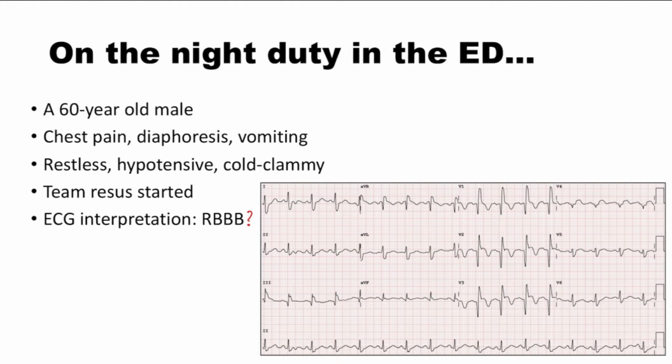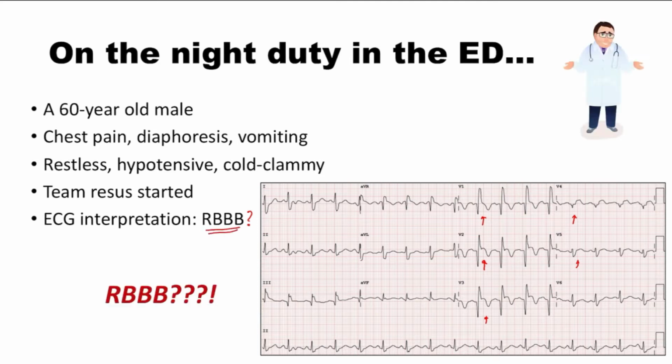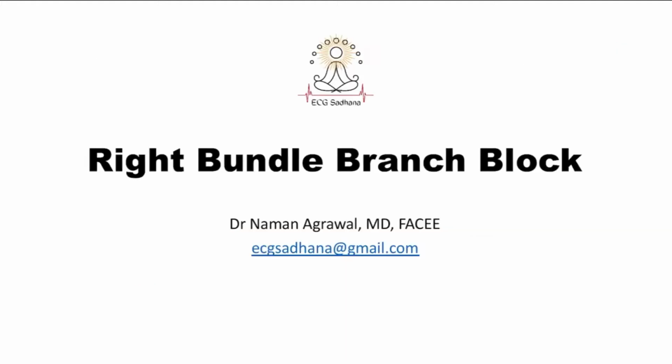Well, you can see some ST elevations in the anterior leads, but wait a second. The ECG machine interpretation says an RBBB. Now, what is an RBBB? Sure, you know something about a left bundle branch block or an LBBB. Let's understand the right bundle branch block in more detail as to how it is generated and how it is manifested on a surface ECG and how it can really change your management in the patients in the emergency department.